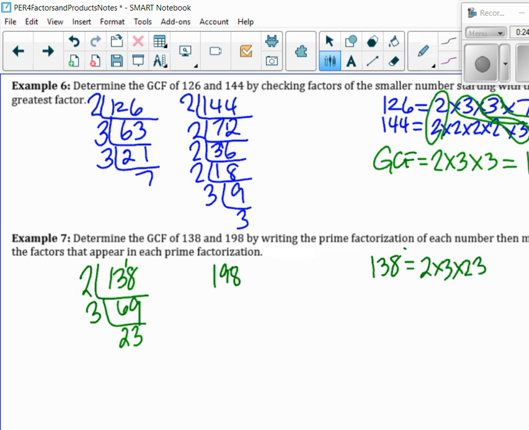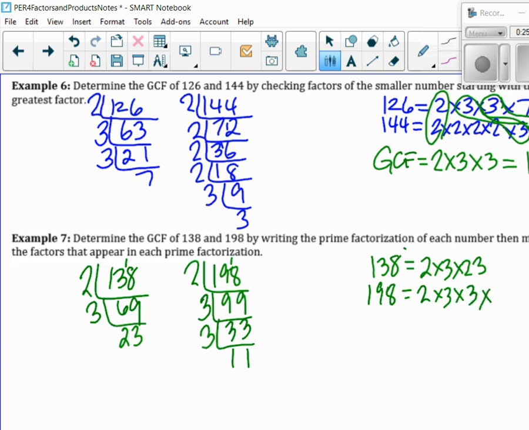Okay, so now I'm going to do 198. Even, so I can divide by 2. So what do I get? 99. Yes? Okay, what's a prime number that goes into 99? 3. Remember, don't just divide by any old number. You can't divide by 9, even though it's screaming at you. 9 is not prime, so don't do it. So 3 is 33, then 3 is 11. 11's prime, I'm done. So 198 is 2 times 3 times 3 times 11.